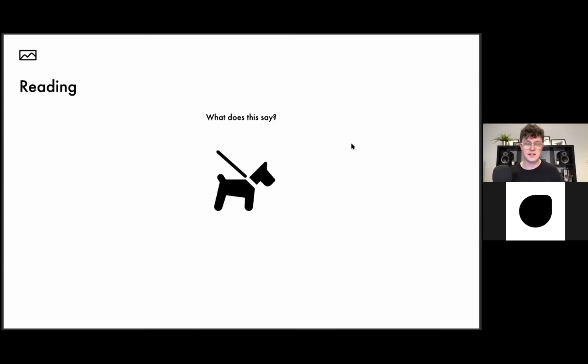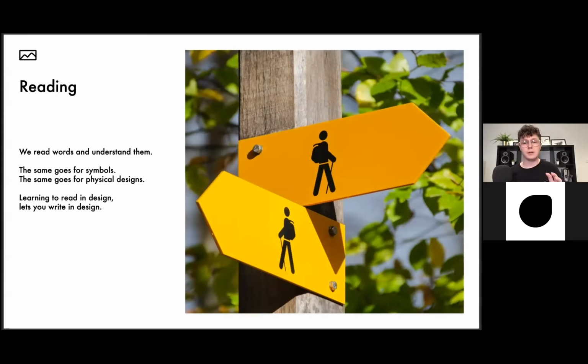What does this say? Because there's no words at this point. It doesn't say anything, but it reads as dog. So we've gone from reading a word and understanding it to looking at a symbol and understanding it as well, without any words whatsoever. So that says dog. So the way that we navigate the world is by looking at symbols and looking at signs.